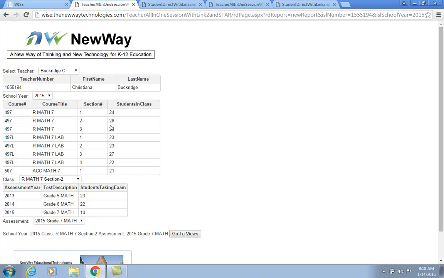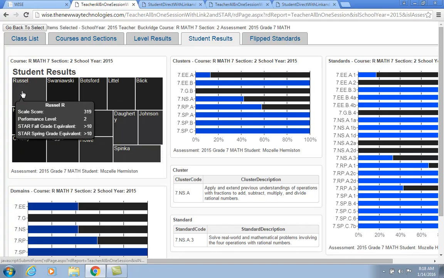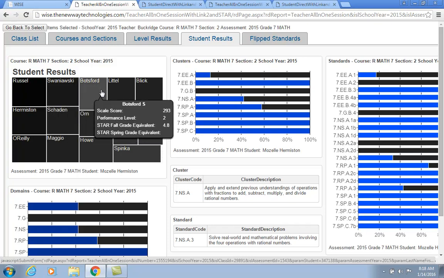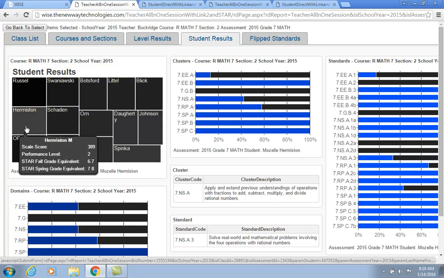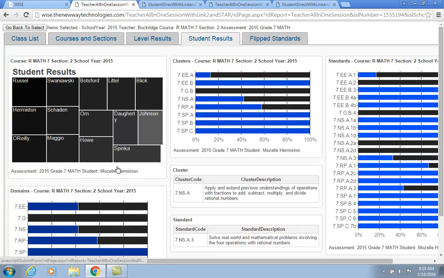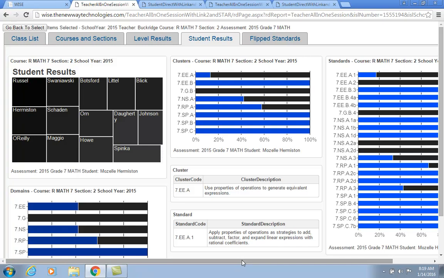Let's pick a section, section 2. There are 26 students in the class. 14 took the grade 7 assessment in 2015. These are the students in my class that I taught the previous school year, or I should say this teacher taught the previous school year, and I'm able to hover over their names and see their scale scores and performance levels. As I click on a student's name, it will populate the results, domain, clusters, and standards based upon the state assessment. I can pick any one of these standards, and it will populate the description here of that standard.